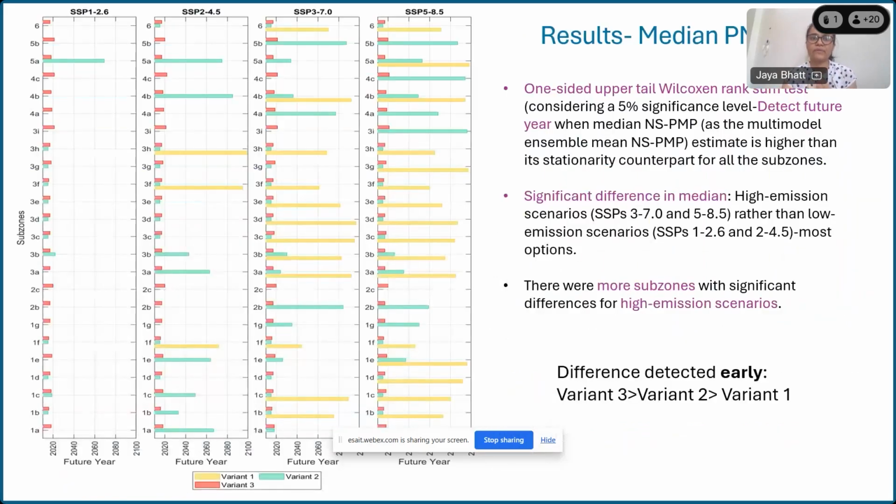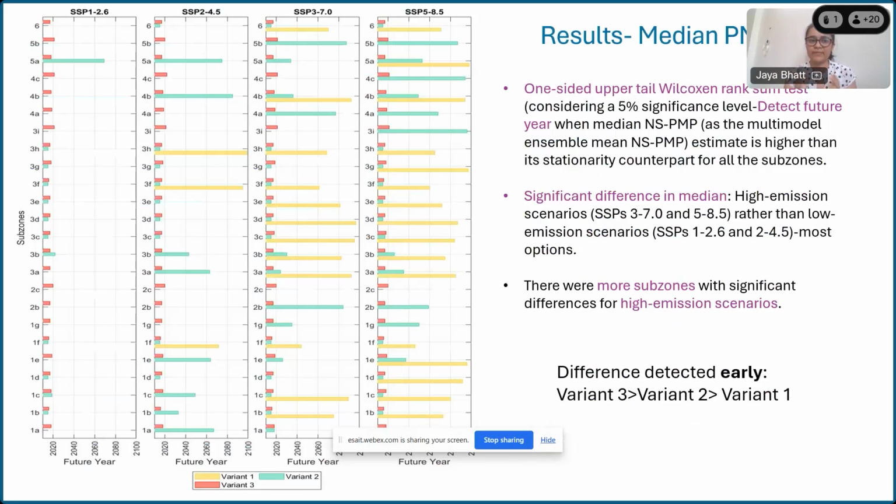And here I'm going to show you the results. First of all, in this bar graph, the information that we obtained from 11 climate models has been utilized in the form of a multi-model ensemble mean value rather than using only one climate model. Here I am testing how far in the future I have to look when the difference between the estimates from the stationary-based PMP and non-stationary-based PMP differ significantly. As you can see, if we move from a lower emission scenario, that is SSP1, towards the higher SSP5, more and more subzones are showing an earlier difference being noted.